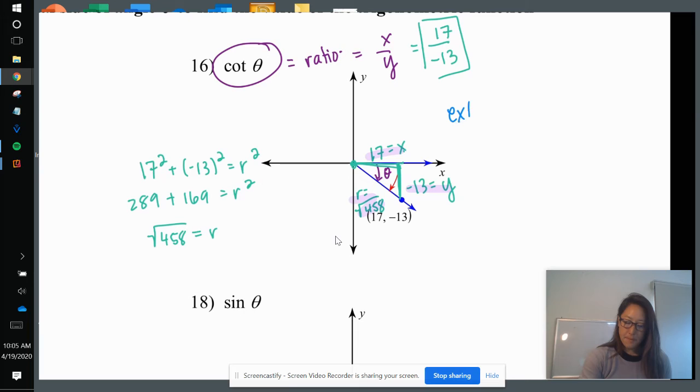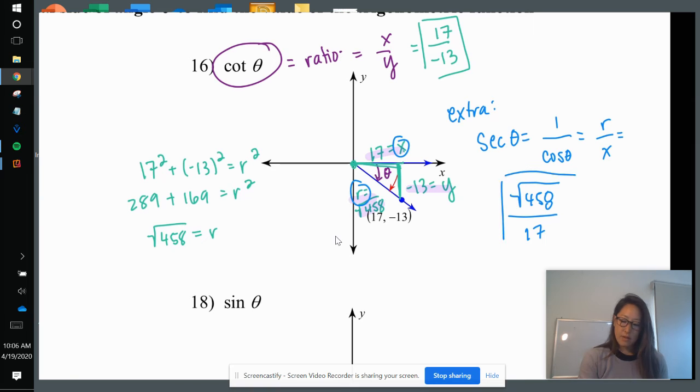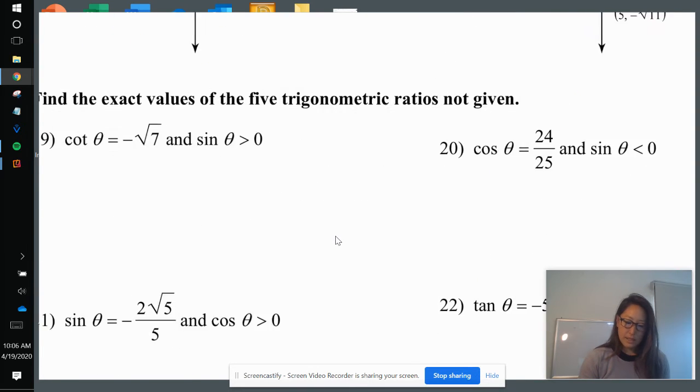Extra, let's find the secant of theta. Of this triangle, secant is 1 over the cosine of theta. Cosine is, again, x over r, so it's going to be flipped. We're going to do r over x. The r value is the square root of 458, and the x value is 17. That would be the secant of the angle. Okay, last type here.